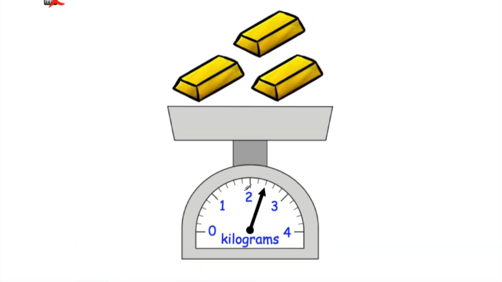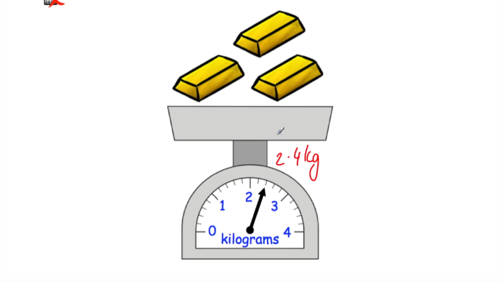Okay, so let's work out the mass of the 3 gold bars. So let's have a look and see what this number would be. If we look at the scale, it's not going up in 0.1s because there'd be 0.1, 0.2, 0.3, 0.4, 0.5. So let's try 0.2s. So 0.2, 0.4, 0.6, 0.8, 1. So each of these little lines is 0.2. So that would be 2, 2.2, 2.4, so that's 2.4 kilograms. So that's the mass of the 3 identical gold bars.